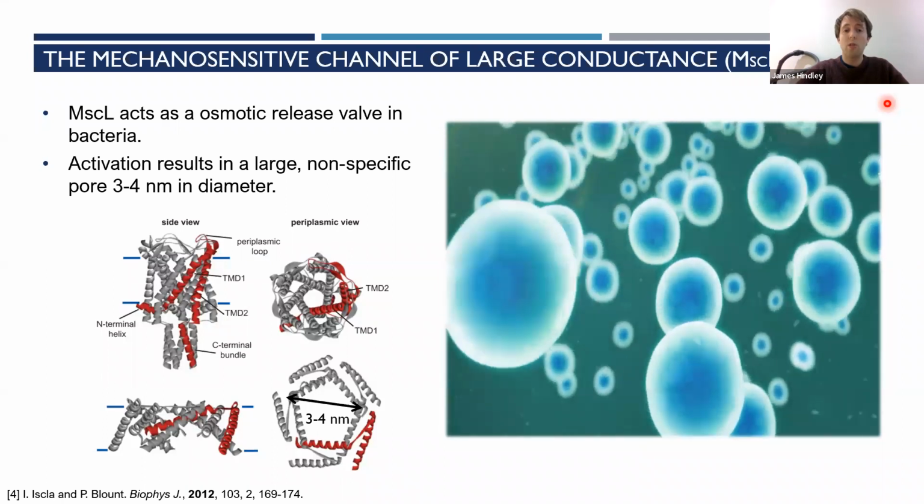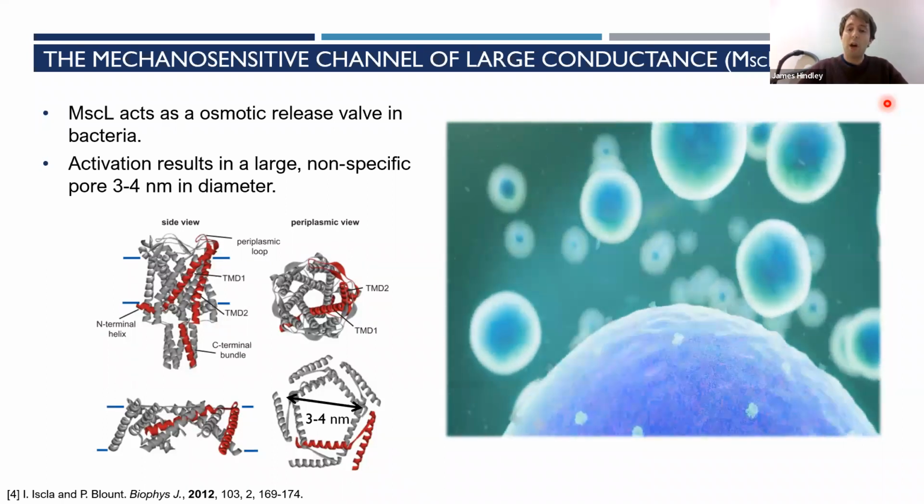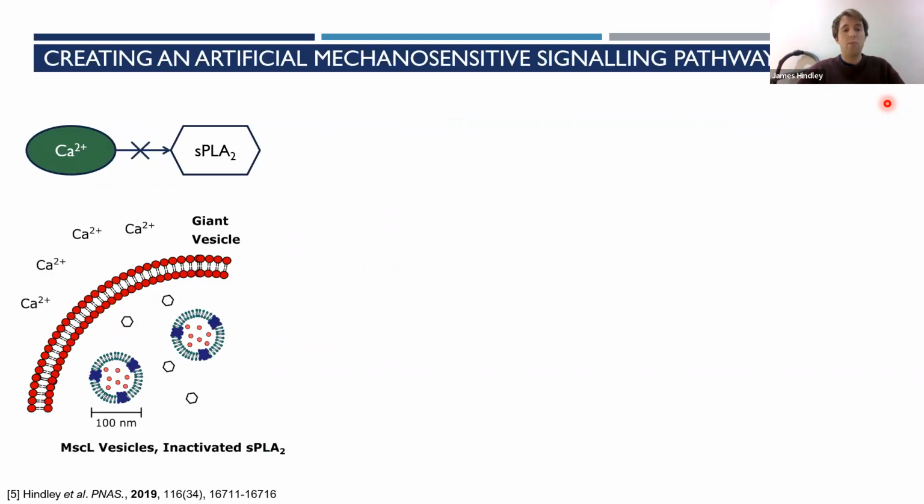But what we're also really interested in doing was using this to control, let's say, a signaling pathway-based type system inside an artificial cell. Our approach is to take MSCL vesicles and encapsulate them alongside phospholipase into a giant vesicle chassis. But the key to this is controlling this interaction. Obviously, we don't want phospholipases going around and cutting up membranes with no control. Fortuitously, phospholipases are calcium dependent.